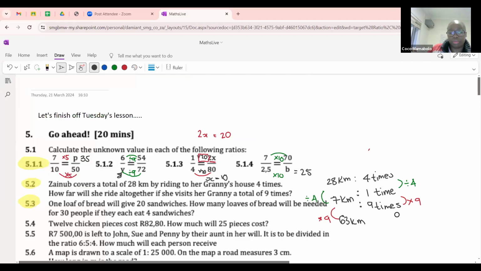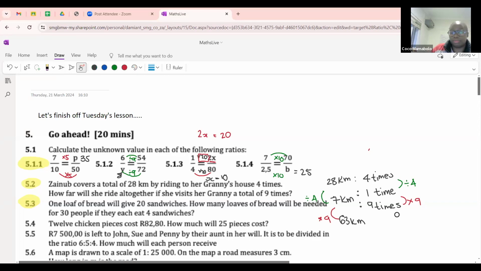Okay, do we want to try the next one? Yes, ma'am. Let's try 5.3. Okay, so it says 1 loaf of bread can give 20 sandwiches. How many loaves of bread will be needed for 30 people if they each eat 4 sandwiches? So okay, let's think about this one a little bit more. Let's use some logic. Where do you think we're going to start?